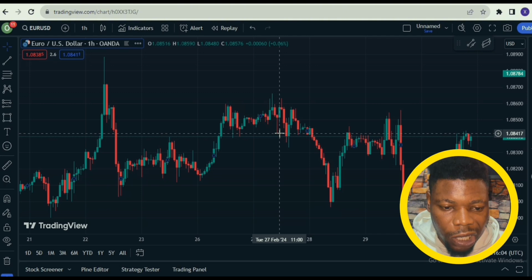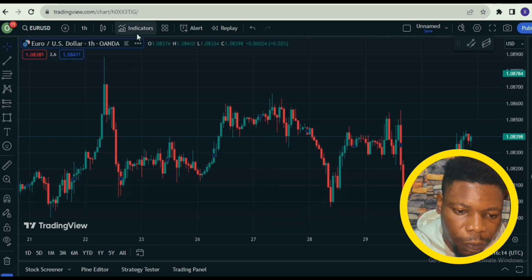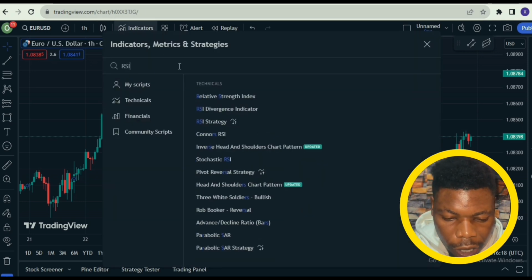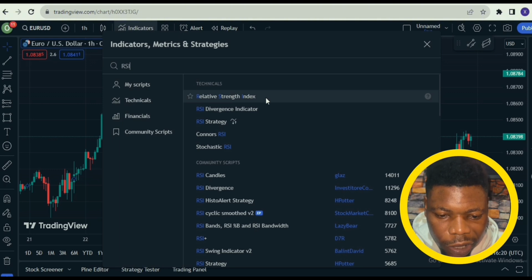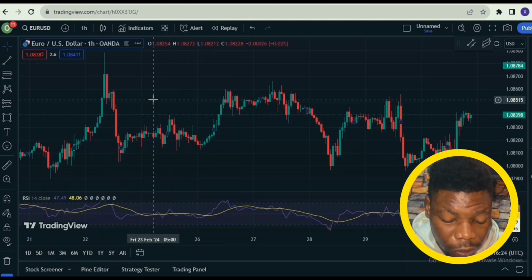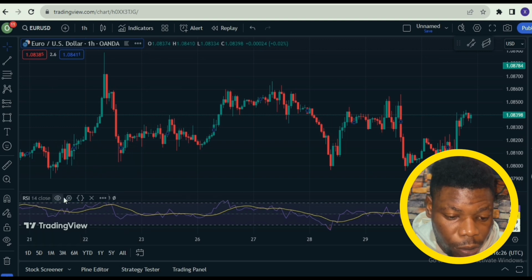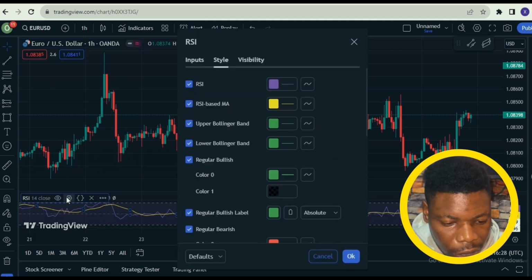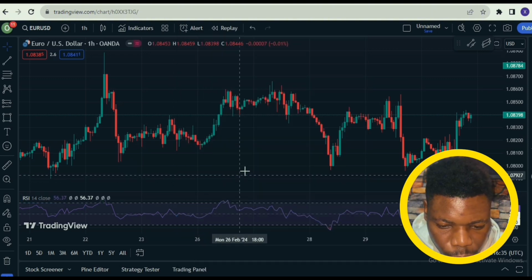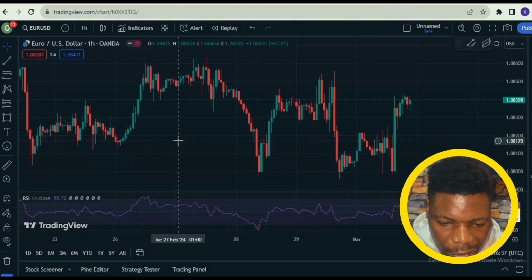So what you need to do is just go on your charts. If you're using TradingView on desktop, you have the exact same screen like this. You just go to indicators and search for RSI, this Relative Strength Index. Then you click it, and you have it below. So this is what you're going to see. You go to the settings because we want to uncheck some things. Then remove this RSI-based MA, remove it, then click OK. So this is what we just need. We don't need the RSI MA.